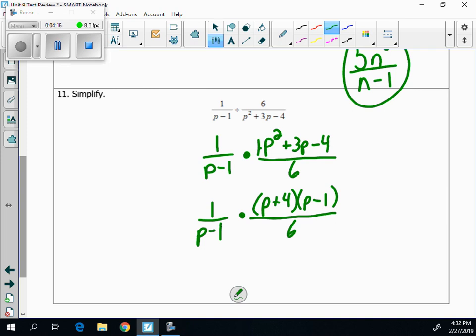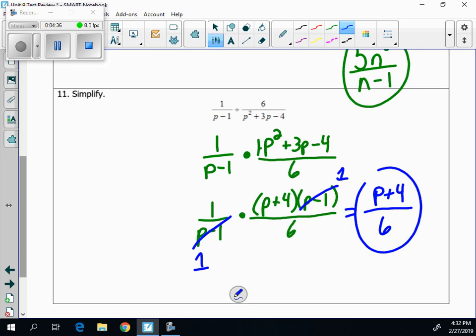Now we're looking, is there anything in the numerator and denominator we can simplify? You can always put 1s when you simplify. And that's it. So we multiply across the numerator, we have b plus 4 over 1 times 6, which is 6. That's your final answer.